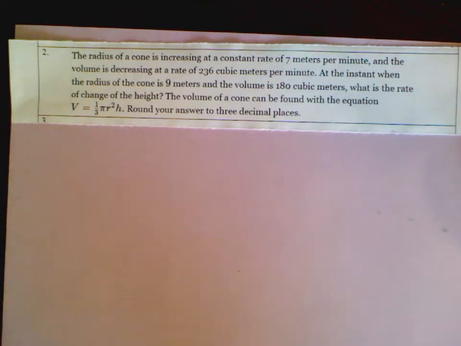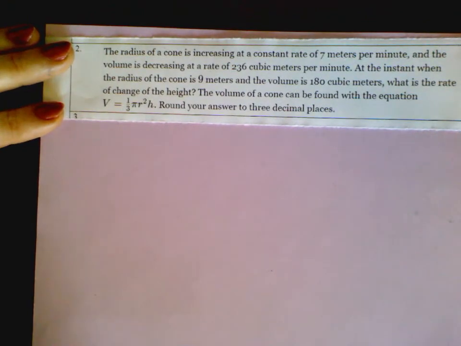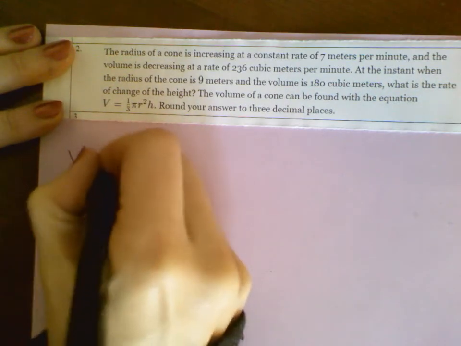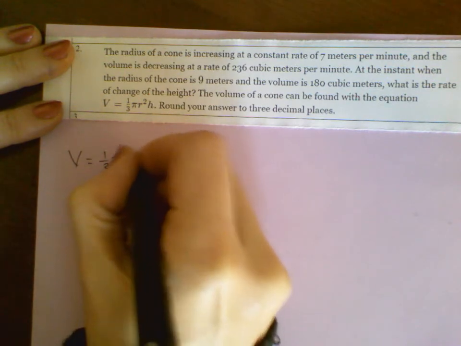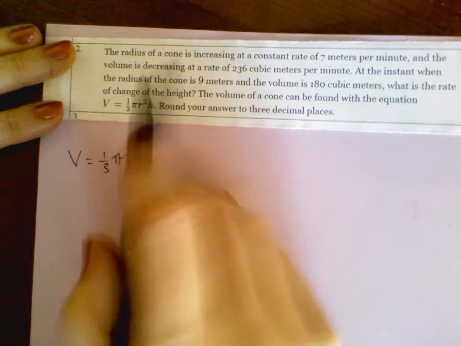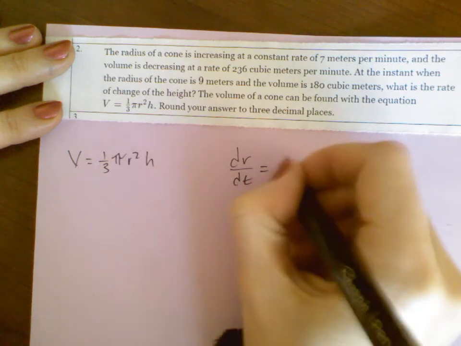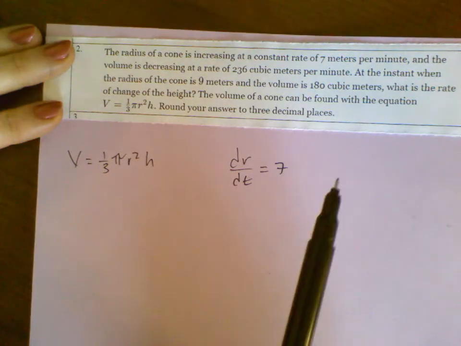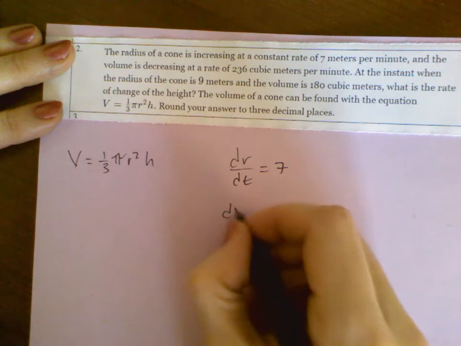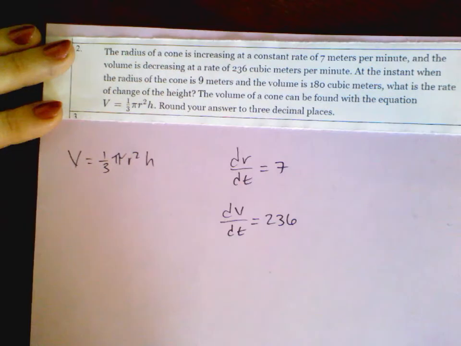All right, so same as before, we're going to translate this stuff and then find whatever variables in the original equation that we can. So we've got 3 things changing here: V, R, and H. So the radius is increasing at a constant rate of that. So that's dr/dt, it's increasing, so positive. And the volume is decreasing at a rate of 236.